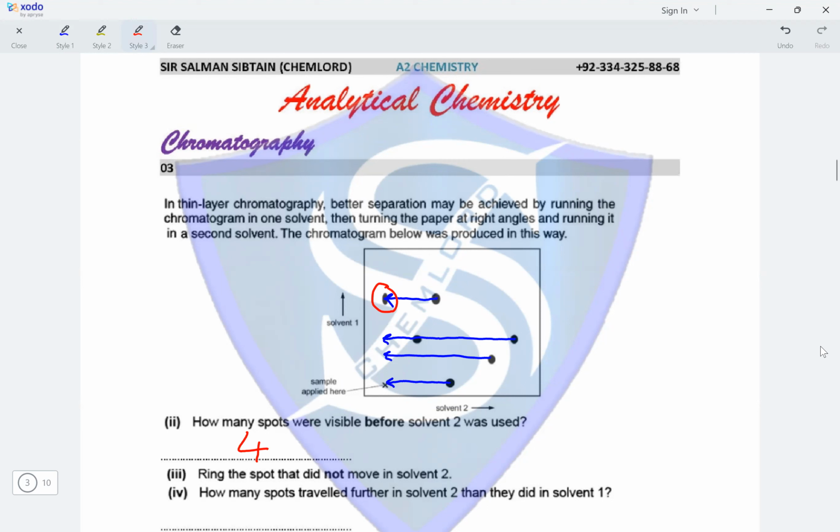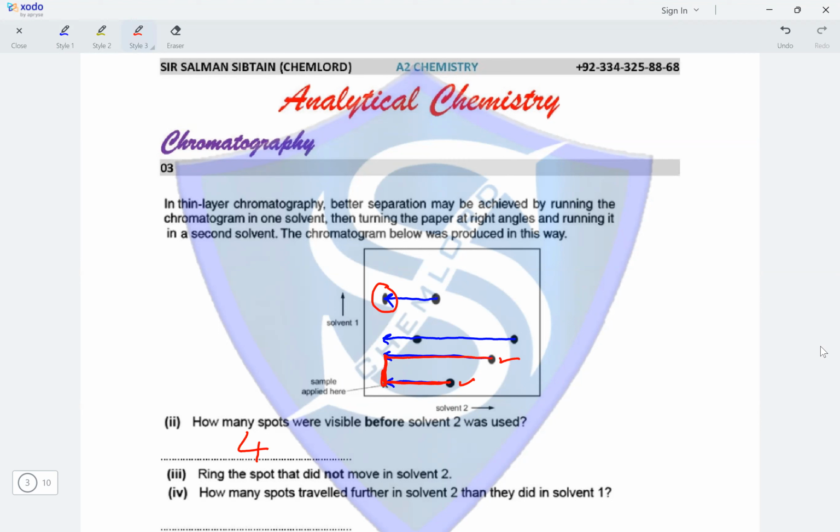So, looking at the first spot from the bottom, it did not even move in solvent 1. It moved this distance in solvent 2. So, this is one of the spots. Looking at the second spot, the distance moved using solvent 1 was this much, while the distance moved using solvent 2 was this much. So the distance moved while using solvent 2 was greater than solvent 1.